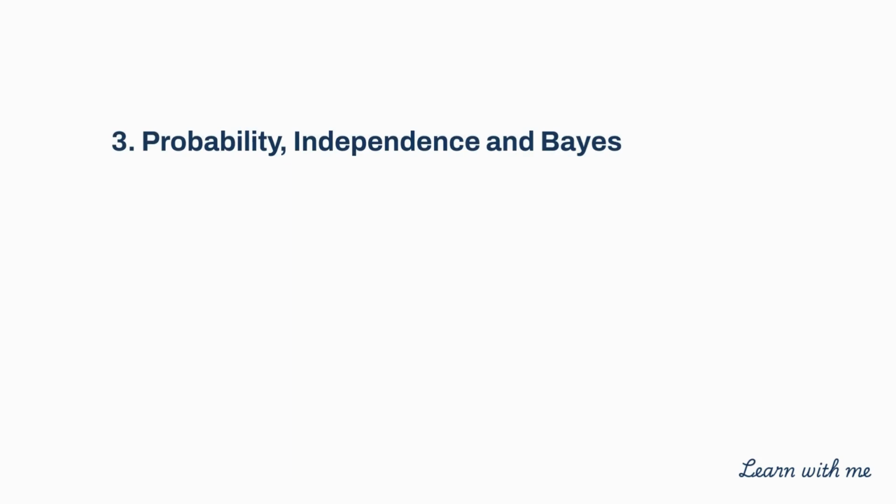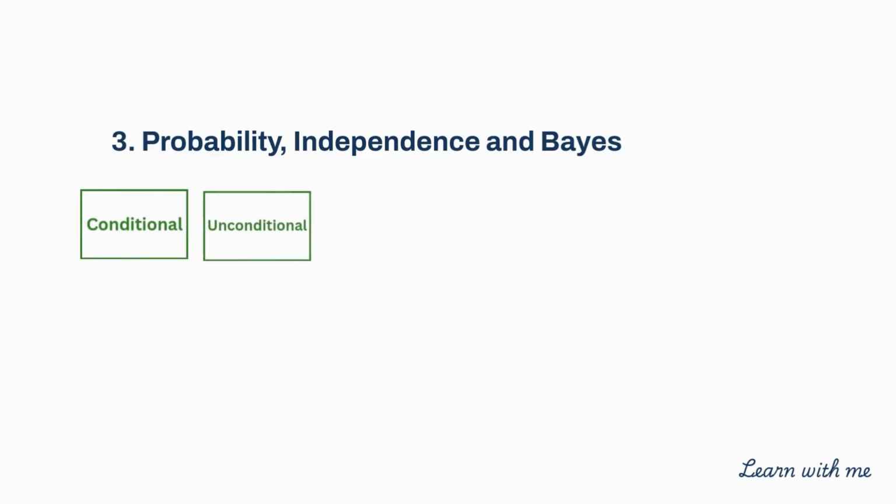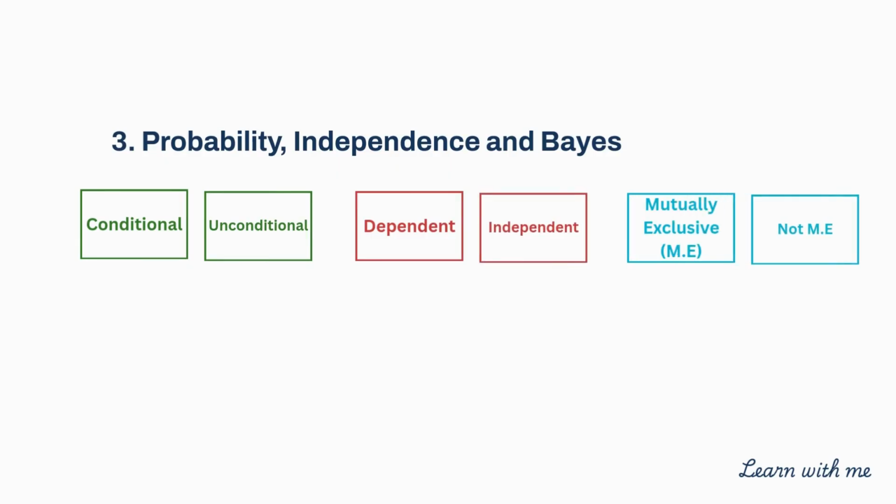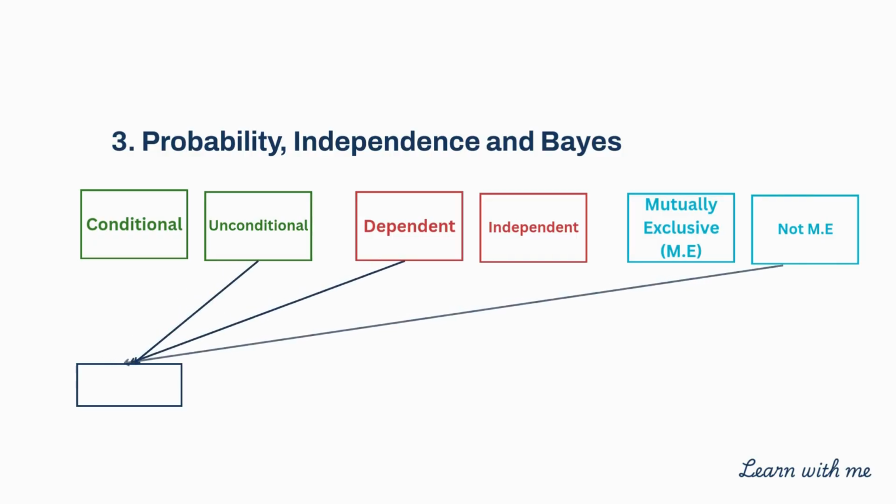Now let's get into more details with probability of events. When we analyze two events, there are three key factors we need to consider: whether they're conditional or unconditional, whether they're dependent or independent, and whether they're mutually exclusive or not. These factors shape how we calculate probabilities. The most general case is when events are unconditional, dependent, and not mutually exclusive. So let's begin by exploring this with an example.